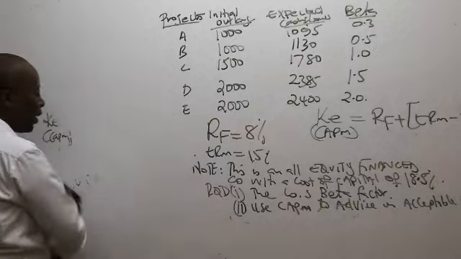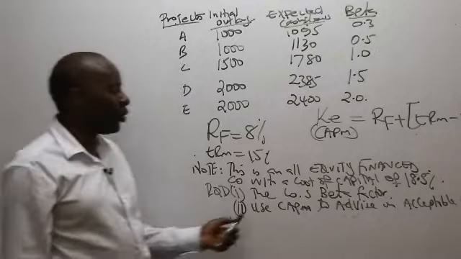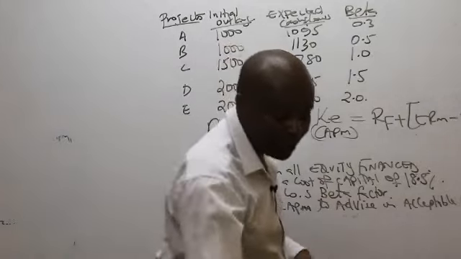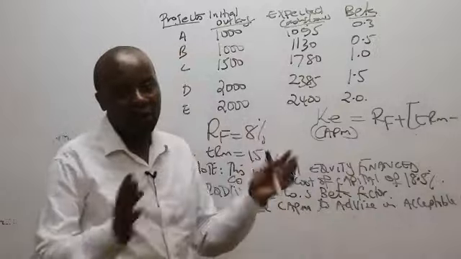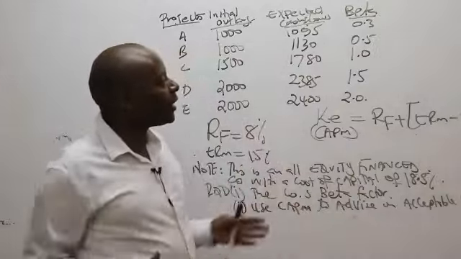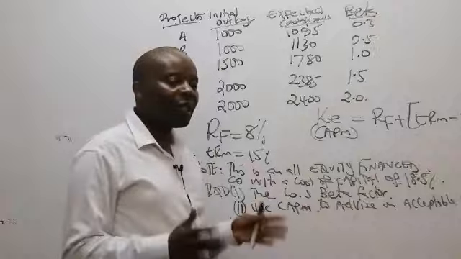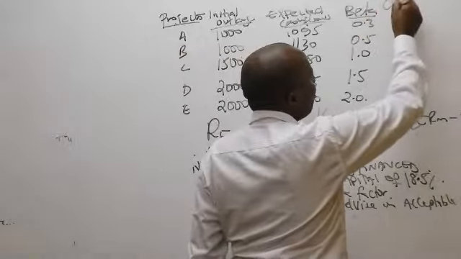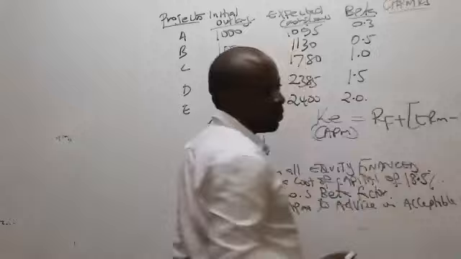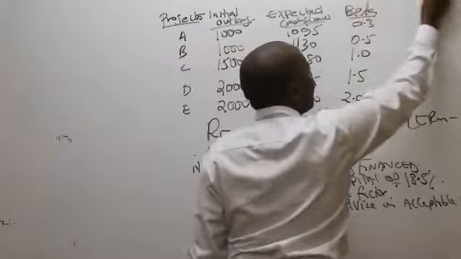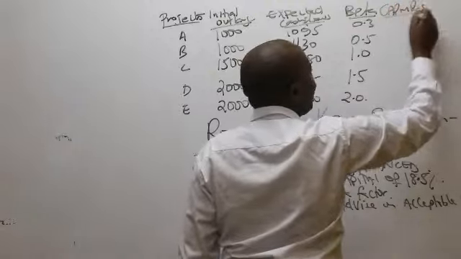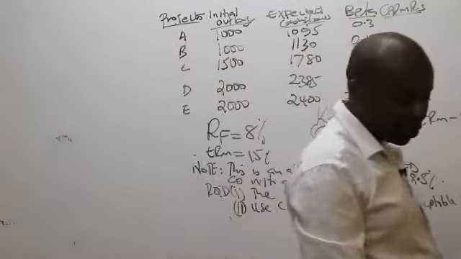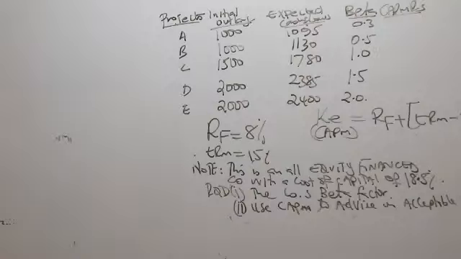Ladies and gentlemen, we go to the second part. The second part is very easy. They want us to use CAPM to advise on acceptable projects. Of course, that will be on the basis of the Jensen's alpha value. So if it is Jensen's alpha value, I need to first get the CAPM returns of each security, without really struggling.